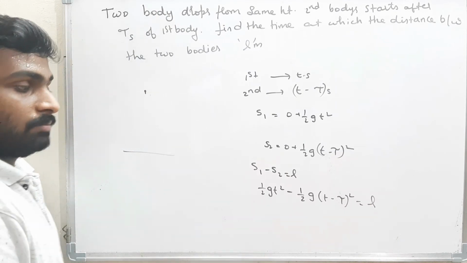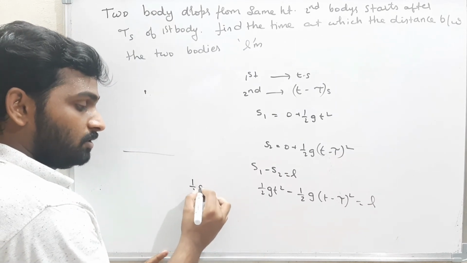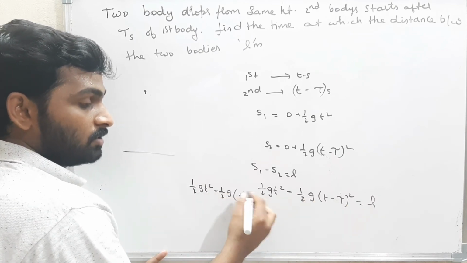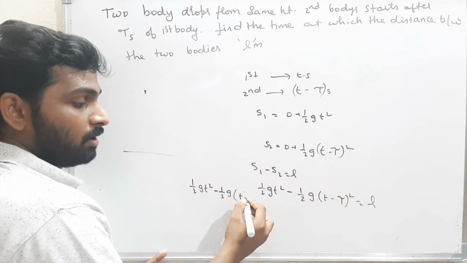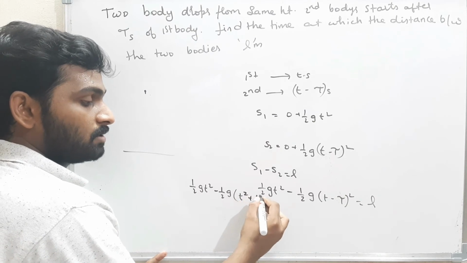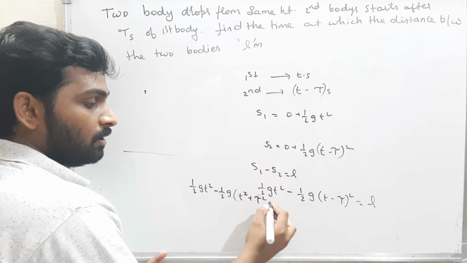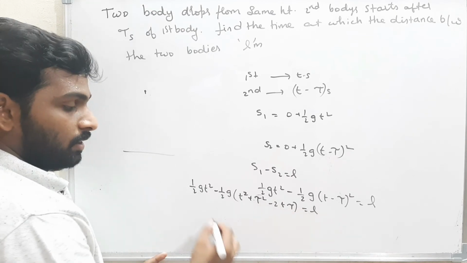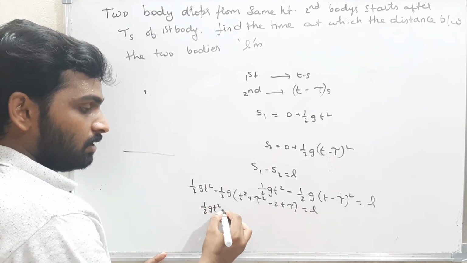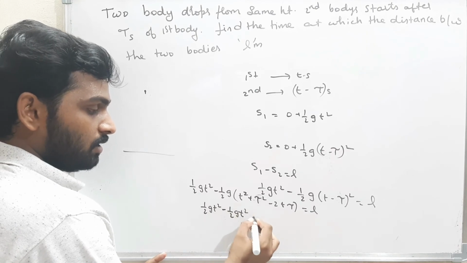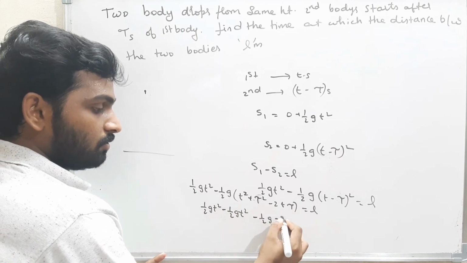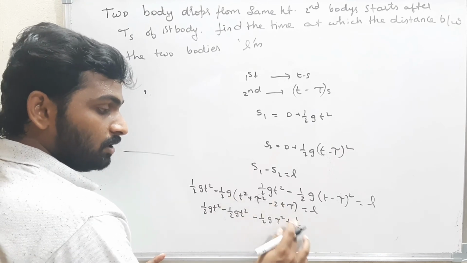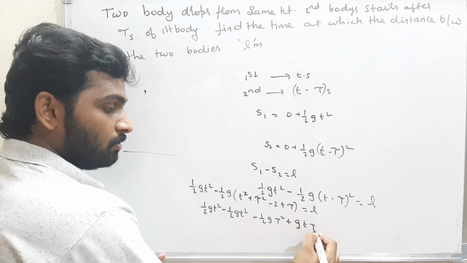Now we are going to find the time. Half g t square minus half g, and now using the a minus b whole square formula, that is t square plus tau square minus 2 t tau, is equal to L. Therefore, half g t square minus half g t square minus half g tau square, minus into minus plus half into 2, which is nothing but g t tau, is equal to L.